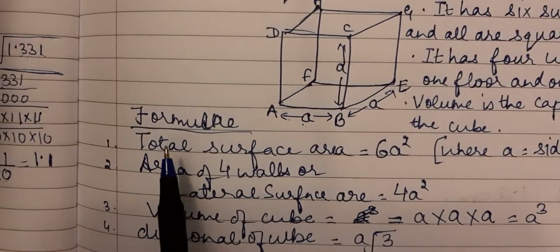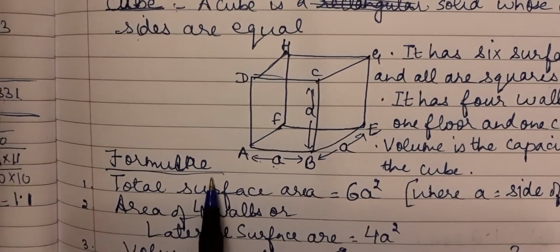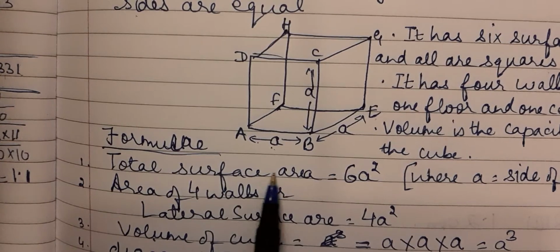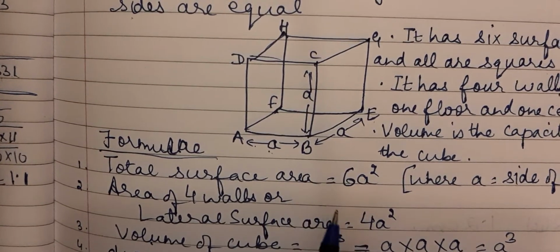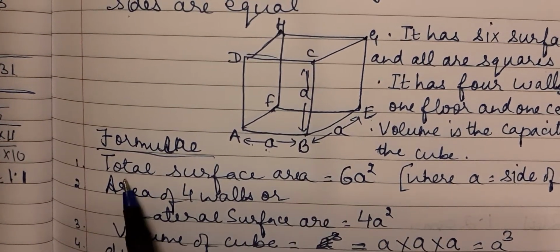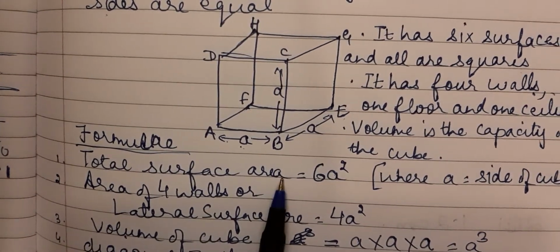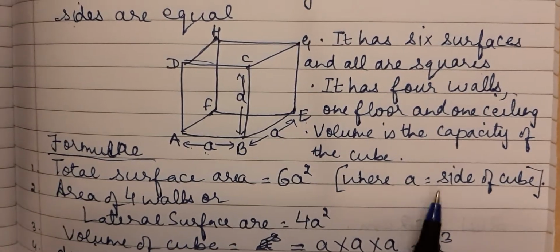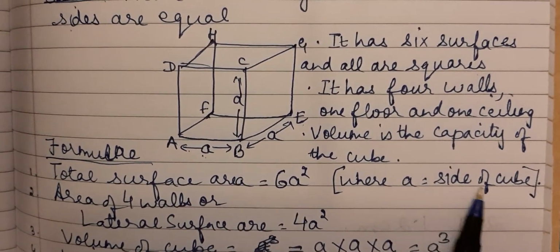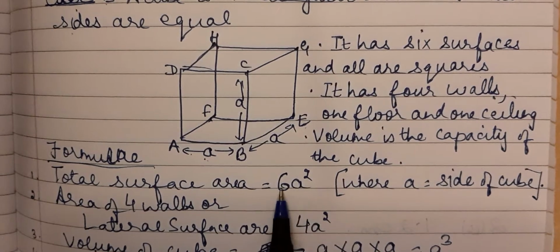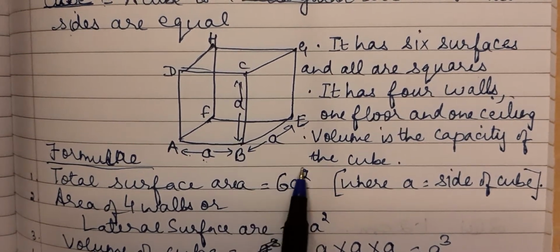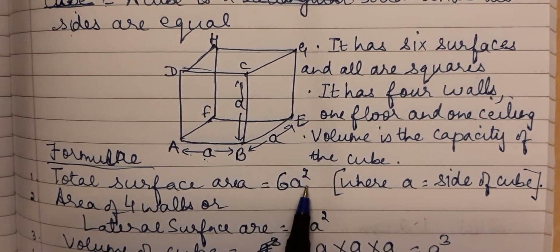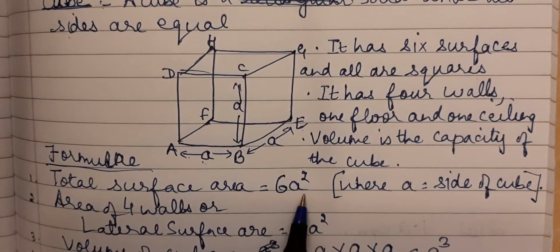Now I am going to tell you some formulae which you are going to use for your cube. First we are going to take the formula of total surface area. As I told you, there are 6 surfaces, total surfaces. So the formula for the total surface area is 6a square. What is a? a is the side of the cube, which we call the edge of the cube. So 6a square. One surface is like a square, so area of a square is a square. As there are 6 surfaces, it becomes 6a square.